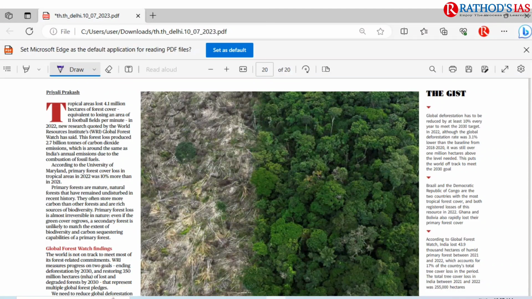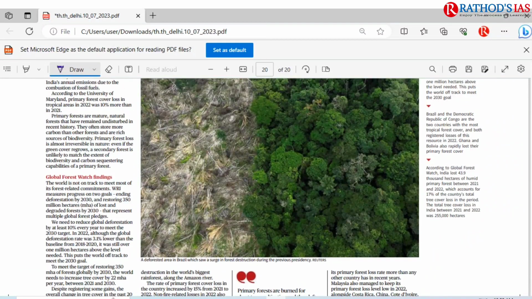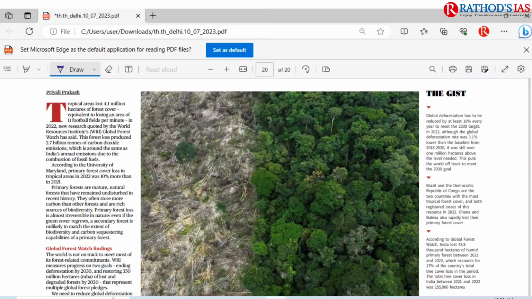Actually if you want to meet the target of 2030, we have to decrease the global deforestation, but on the other side we are seeing there is an increase of deforestation, especially Brazil and Democratic Republic of Congo. They are the two countries with much forest cover, and they both registered loss of this resource in 2022. And even in Ghana, Bolivia, they also saw a rapid decrease of primary forest cover. And according to Global Forest Watch data, India lost 43.9 thousand hectares of humid primary forest between 2021 and 2022. It is very sad news that I can say. So at least know about this data and try to make a note of this data.